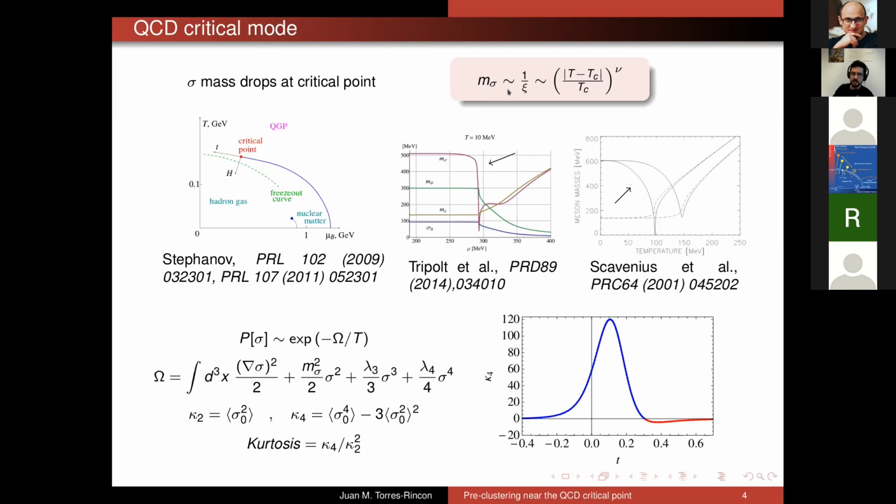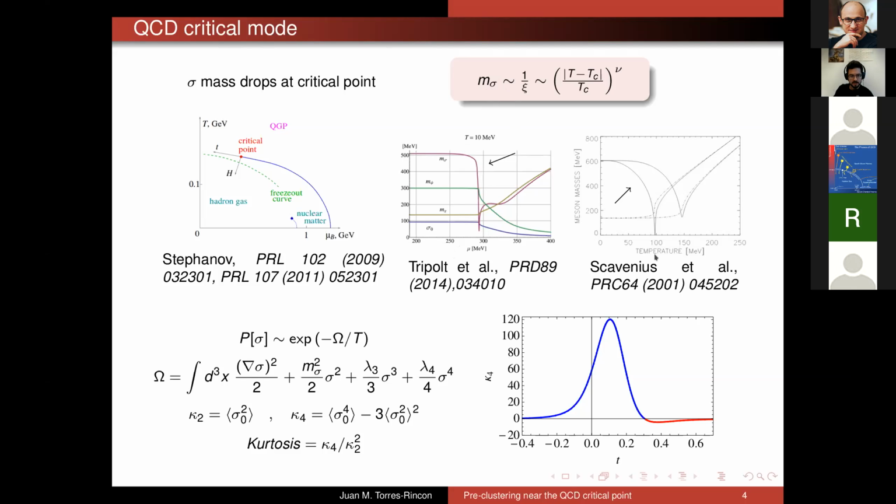And here I show you some examples of different effective models, effective theories of QCD. This is, for example, the quark meson model, and this is the linear sigma model, the O(4) model. And the mass of the sigma is indicated in both cases by an arrow. So you see that the mass as a function of the chemical potential in this case and temperature in this case really drops close to the critical point of each of these models.